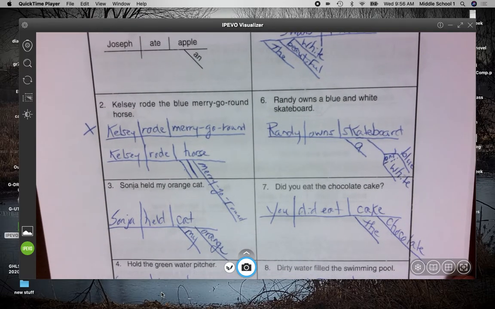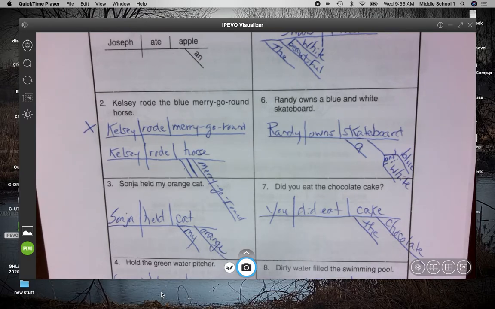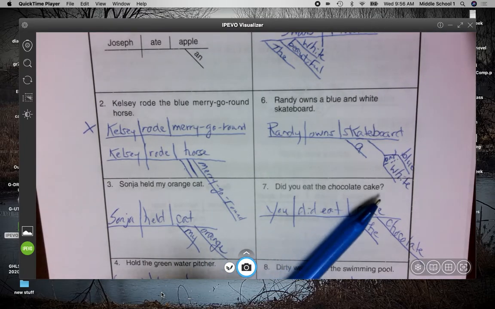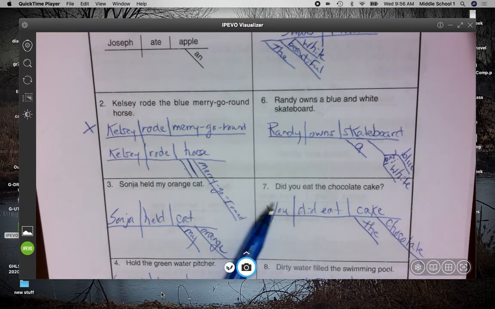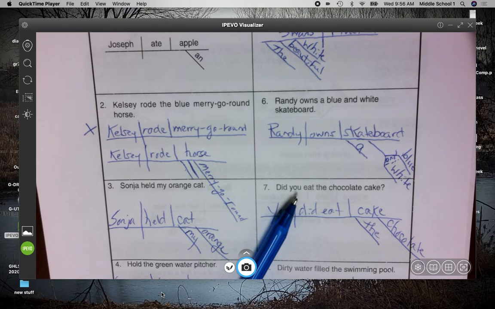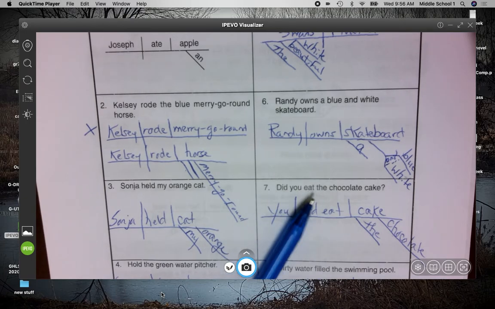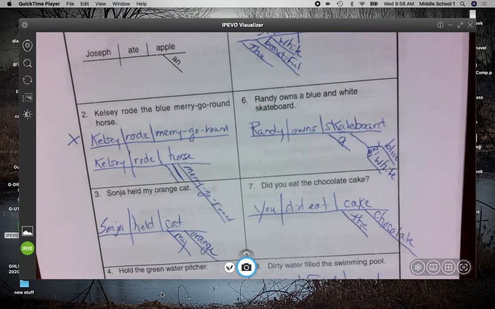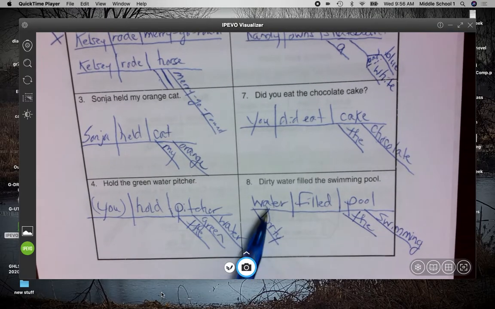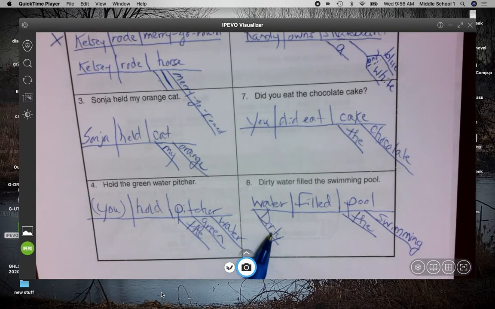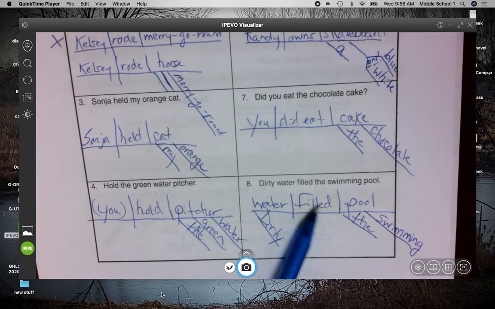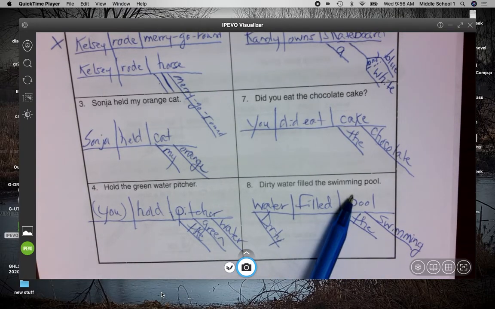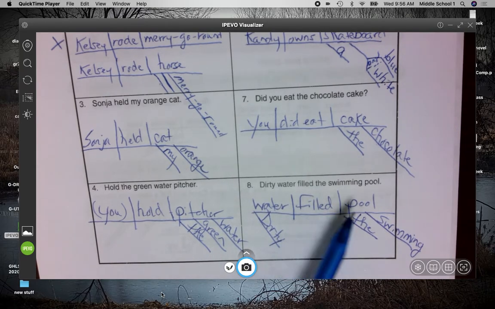Sentence number 7, you did eat what kind of cake? The chocolate cake. Again, in this sentence, it is interrogative because of the question mark. I notice that my subject is separating my verb, did, and eat. You did eat, direct object cake, the chocolate cake. And lastly, dirty water, dirty modifies water, filled what? The swimming pool. Subject, verb, direct object.